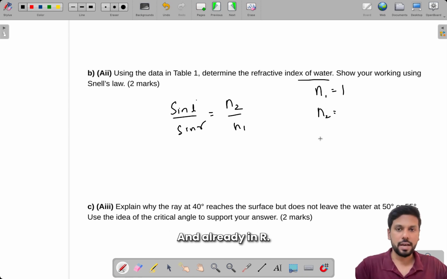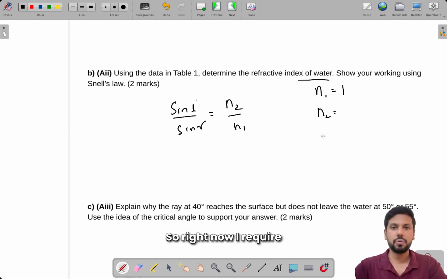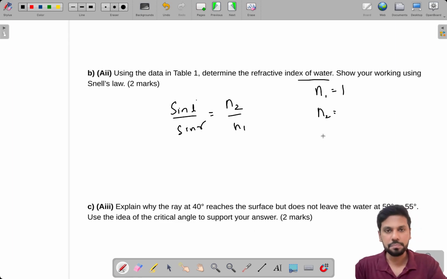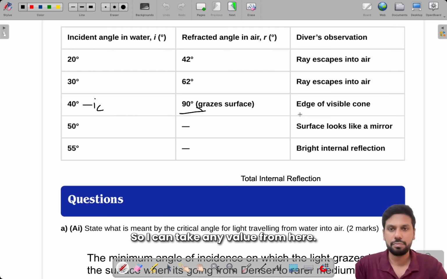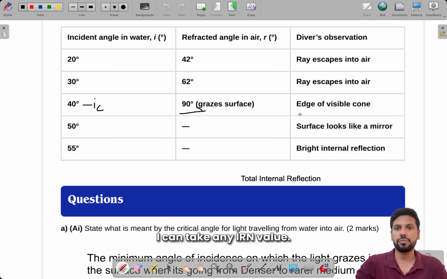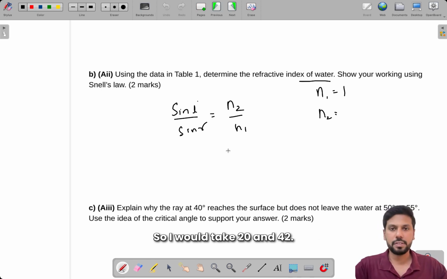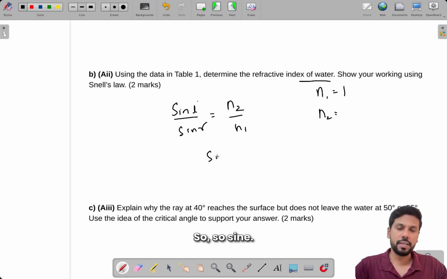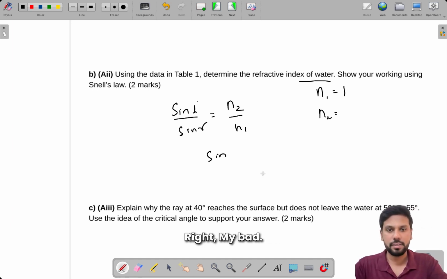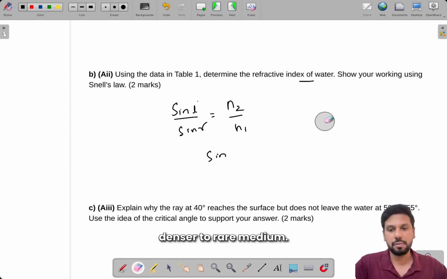And already I and R are given. So right now I require any i and r value, so I can take any value from here. So I can take 20 and 42. So sine, so no, sorry, this is going backwards, right? My bad. So light is going from denser to rarer medium.